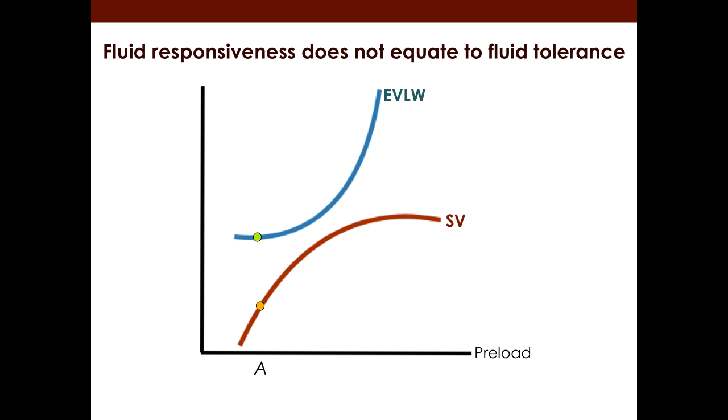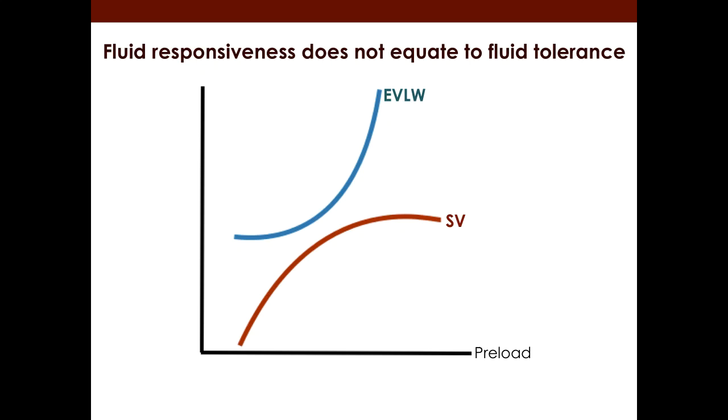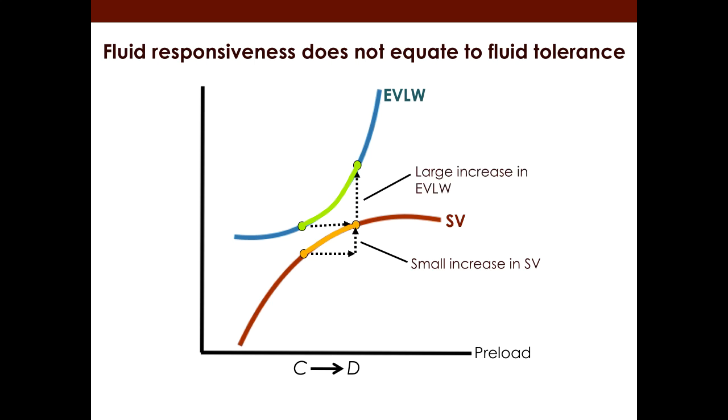We give our patient a volume challenge and take them to preload point B. For that volume challenge, they have a pretty large increase in stroke volume, which is a good thing, for a relatively small increase in extravascular lung water. Is this a patient you want to give fluids to? Yeah, absolutely. All right, what about this? Now we're at preload point C, and we take our patient to preload point D. That gives us a pretty small increase in stroke volume, but for a pretty large increase in extravascular lung water.